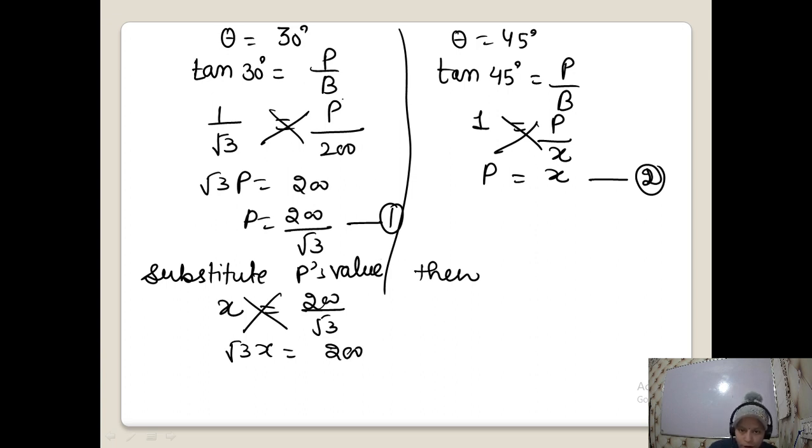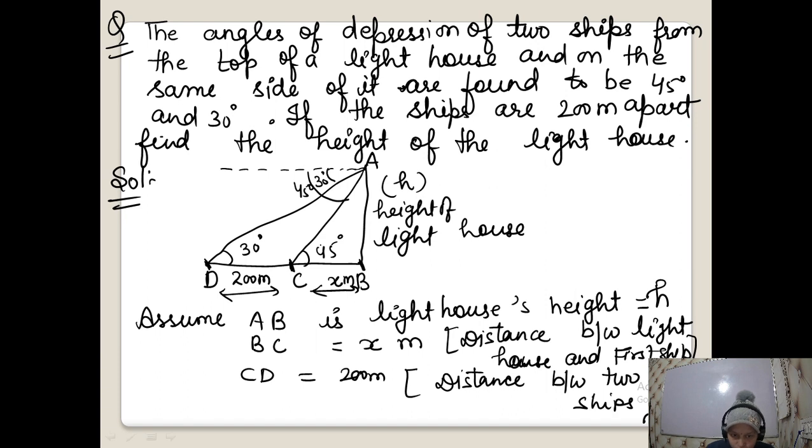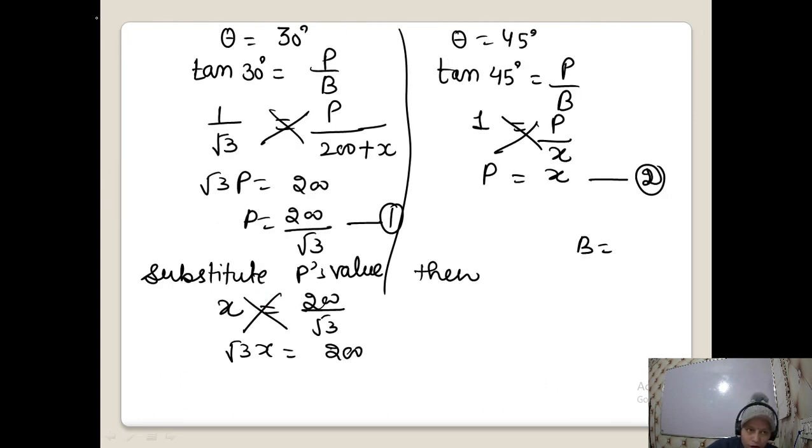Here is one mistake: the base is equal to 200 plus x, because B is equal to BD. This is the whole base. In case we solve this in triangle ABD and in triangle ABC, we will solve it like this.